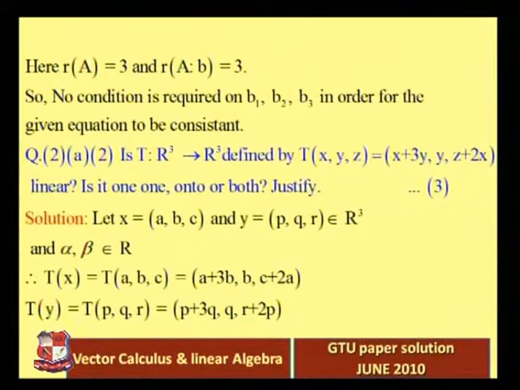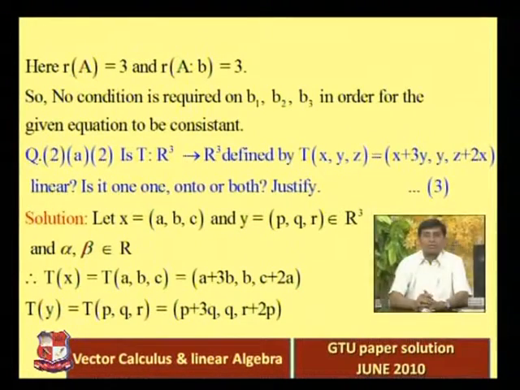So we have to check linearity, one-oneness and onto-ness, right? So what is the definition for linear transformation? That you should know. If T is a transformation from Rn to Rm, or in general a vector space, T is a transformation from V to W. To check that T is a linear transformation, what do we have to do?